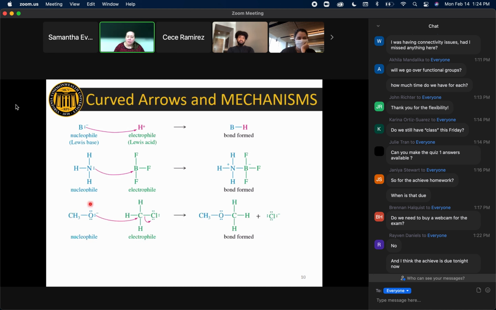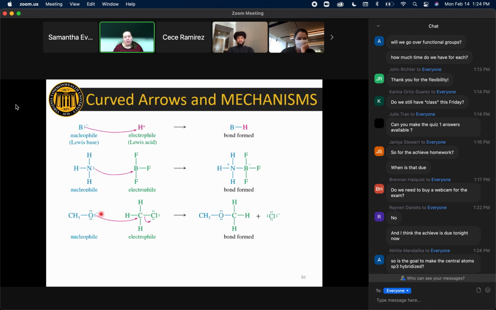Here's another example where we have a high electron density on this O minus. So this oxygen is going to be a nucleophile with an extra lone pair. That extra lone pair will reach over and attack this carbon.